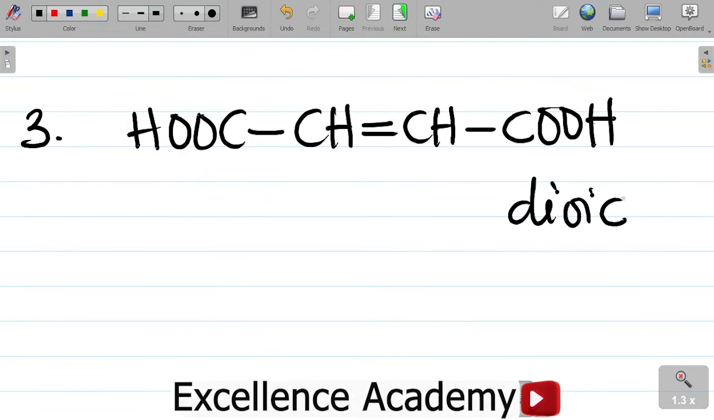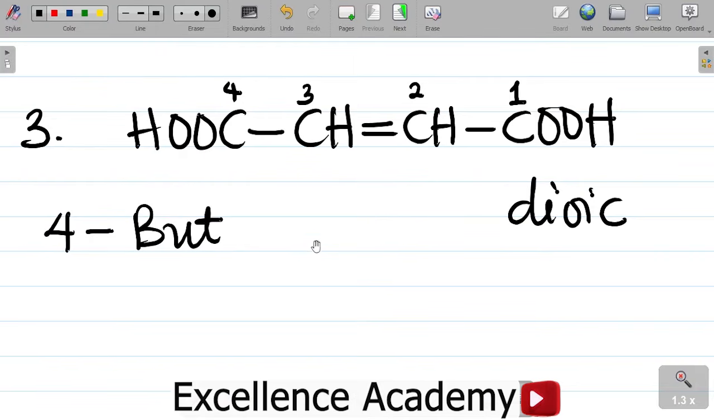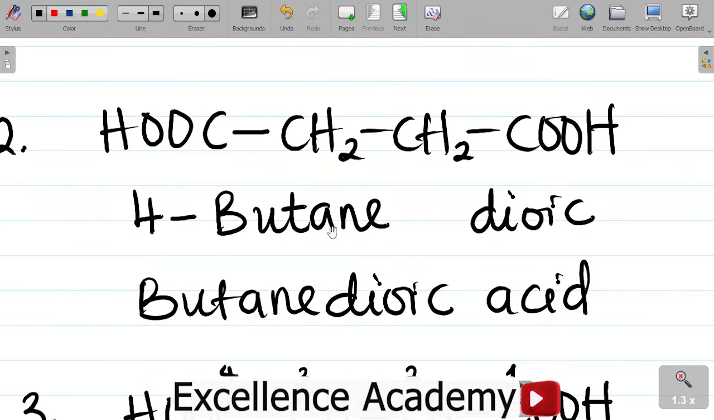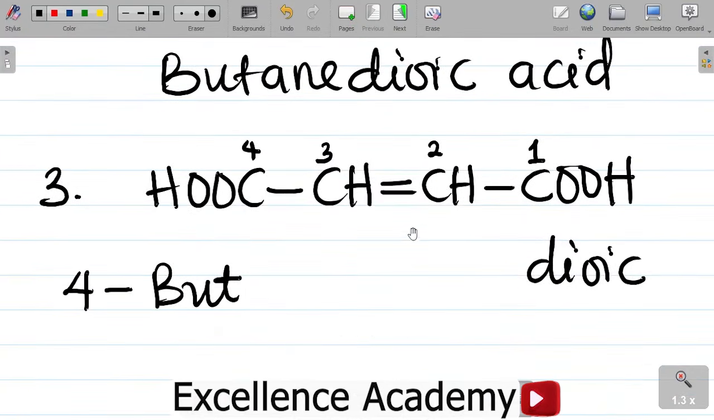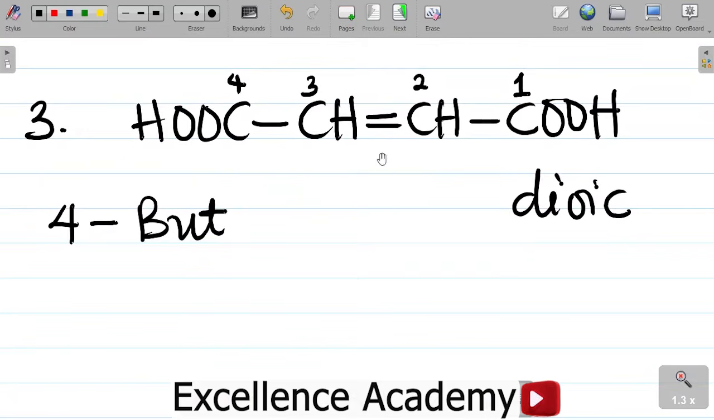But now let's go with the rules. The first rule, or rule 1, is to get your longest continuous carbon chain. Longest continuous carbon chain gives you 1, 2, 3, and 4. So I have 4, and 4 gives you a but. Now, in the naming of number 2, it was an alkane because I have just single bonds. In this case, looking at the functional group here, you see that I have a double bond, so I have this as butene, no longer butane.